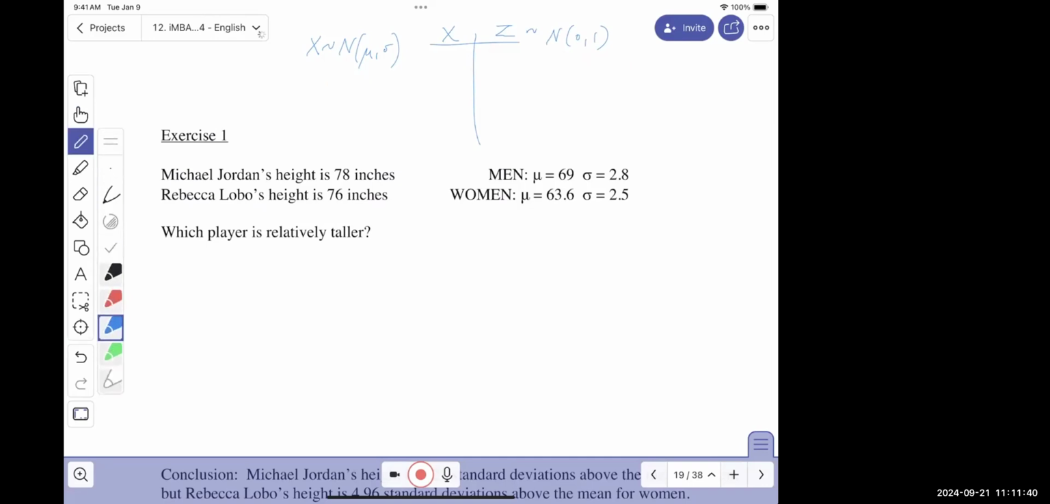The relationship between X and Z is found as: you take any value and you subtract the mean, so you center it at 0, and you divide by the standard deviation to convert it to the number of standard deviations from the mean. That's what the Z is.